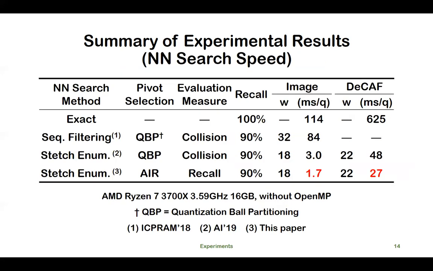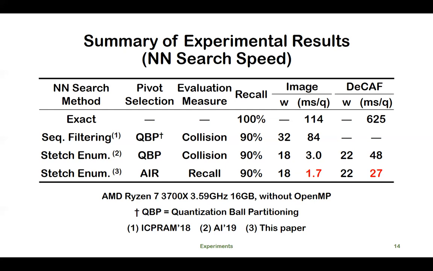Finally, we compare the speeds of the nearest neighbor search before and after applying the proposed method of pivot selection. First, as a reference, the average search time per query of a simple method that does not use sketches is set to the exact line, in milliseconds. The image requires 114 milliseconds and the DeCAF 625 milliseconds. Of course, the recall rate is 100%.